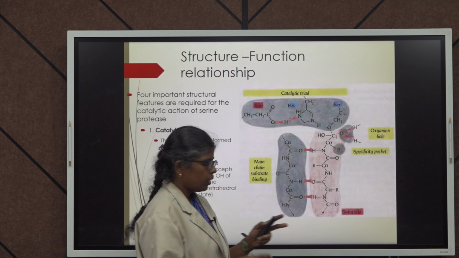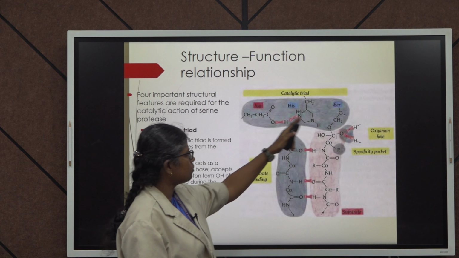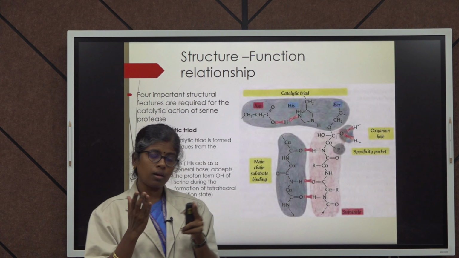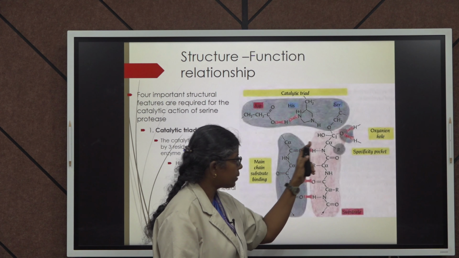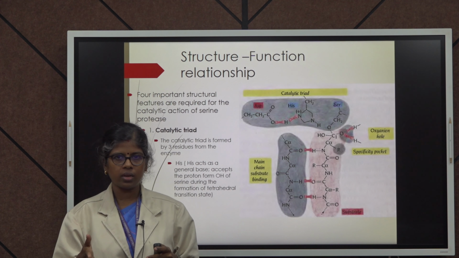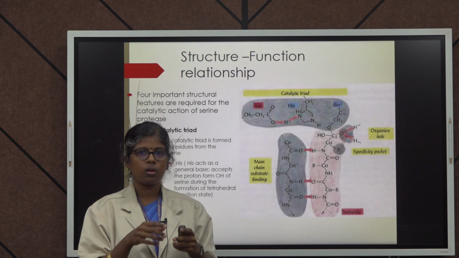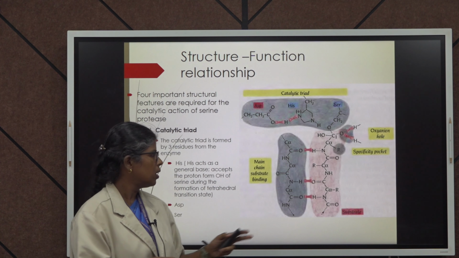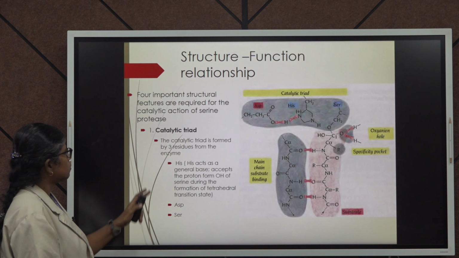So, to do that, the enzyme needs to be spatially oriented such that all these contacts are made at the right point, because all these peptide bonds are there across the main chain, but only the scissile bond has to be cleaved. So, in order for the enzyme to recognize where exactly the scissile bond is, these interactions are very essential. So, what are those interactions?